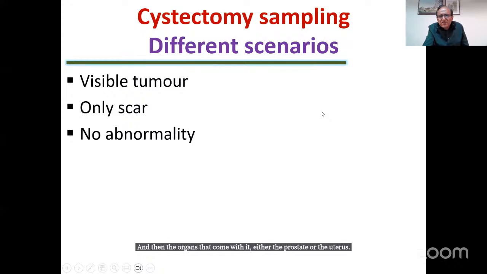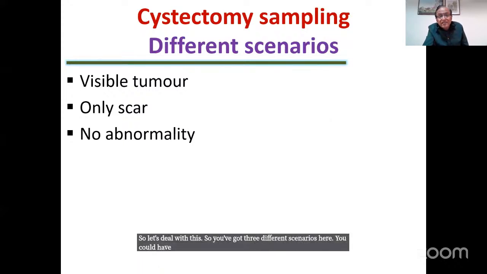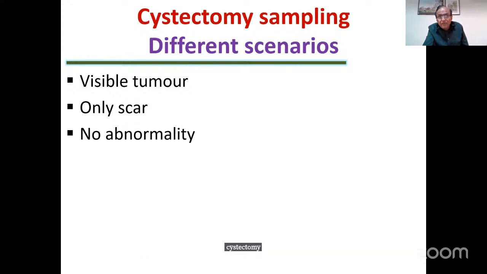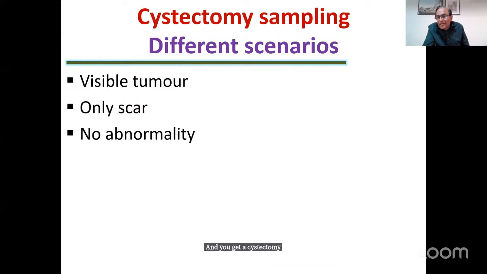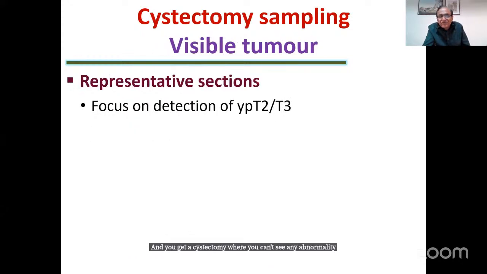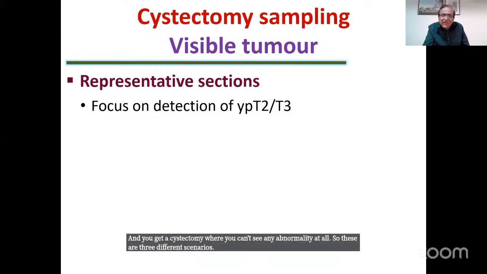So let's deal with this. You've got three different scenarios here. You could have a cystectomy with a visible tumor. You could have a cystectomy where there's no visible tumor, but you can see the scar, or you can see the TURBT defect, the area where the TURBT was done. So you know where the tumor had been. And you get a cystectomy where you can't see any abnormality at all. So these are three different scenarios. So how do I deal with this?